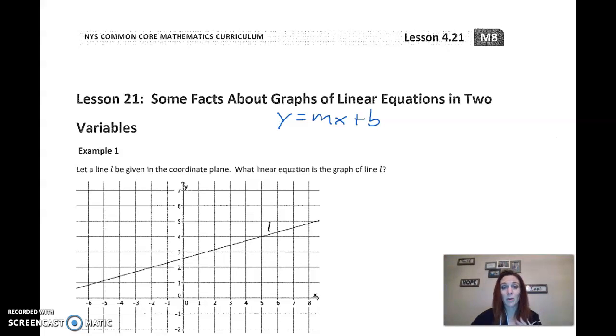To write an equation, you need two things. You need to find the slope, and we have different ways of doing that. Rise over run, or y2 minus y1 over x2 minus x1. So we need that, and we need the y-intercept.